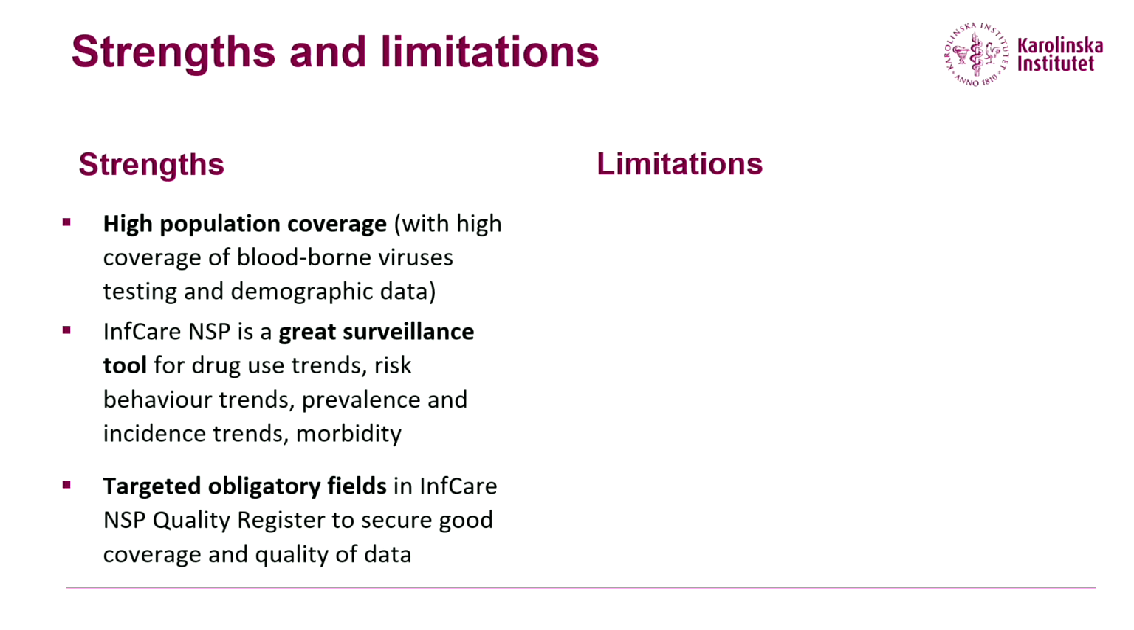There are, of course, some strengths and limitations to this fantastic system. We have a very high population coverage. We cover pretty much 96+% of all people accessing needle syringe programs in Sweden. And we have a high coverage of bloodborne viruses and testing and demographic data. So it's a great surveillance tool. It's continuous surveys and continuous surveillance. We can look at trends over time. We have data on how risk behavior changes over time. We've now introduced some targeted mandatory fields to improve quality in the register.